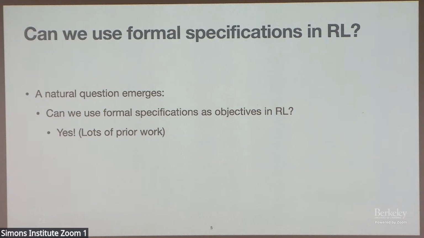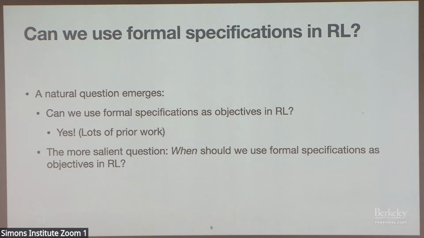I won't get into all of the prior work of how this came about, but I think the more salient question that people are now asking, as reinforcement learning becomes more popular and as we have better systems computationally to learn policies, both in the deep context and otherwise, is: when should we use formal specifications as objectives? When is this useful? And how does it differ from what people have done or are doing in the context of reward design in reinforcement learning? So that's what I'm going to talk about today.